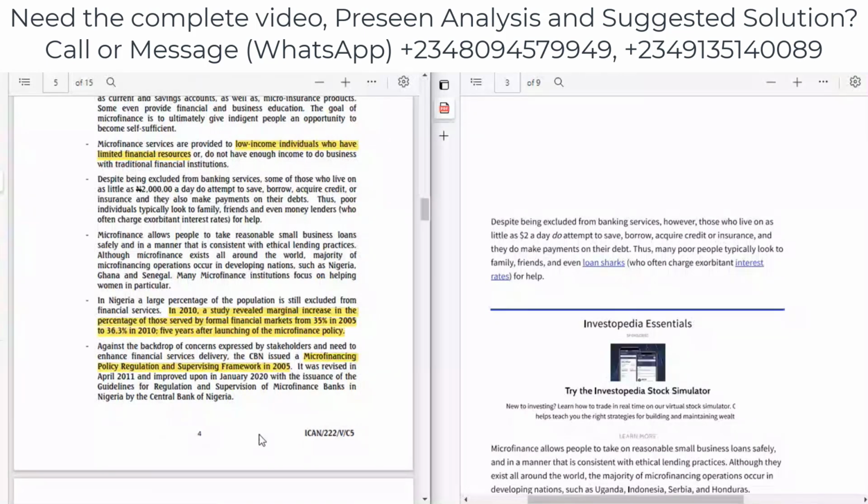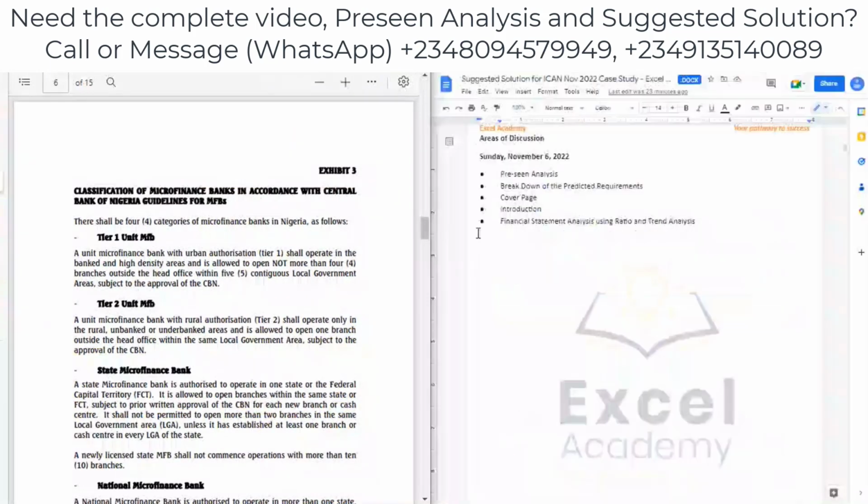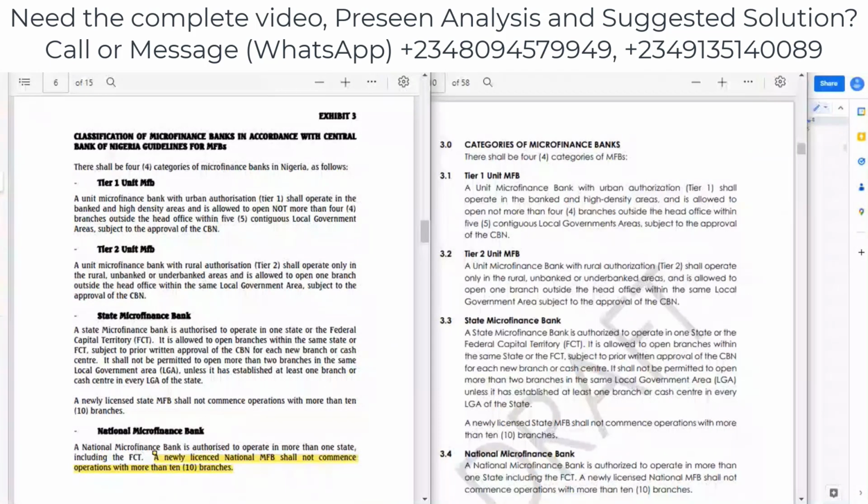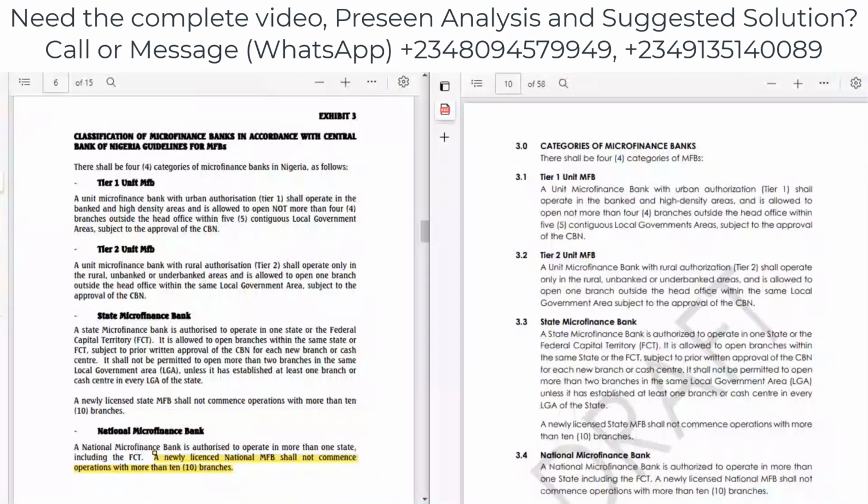Let's move to the next, Exhibit 3. So this talks about the classification of microfinance banks according to CBN guidelines for microfinance banks. So this is actually lifted live and direct from the guidelines, and let me show you. So here it is. It states that there are 4 categories of microfinance banks in Nigeria: the Tier 1 Unit MFB, the Tier 2 Unit MFB, the State Microfinance Bank, and the National Microfinance Bank.